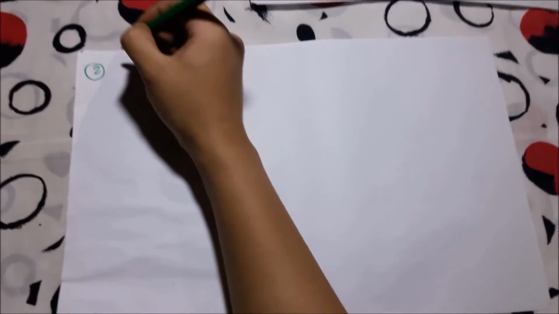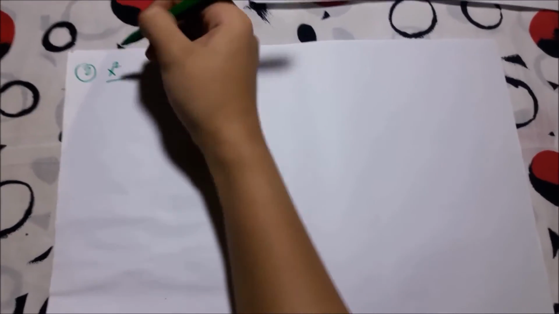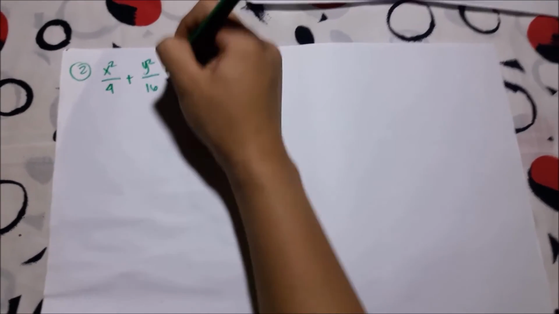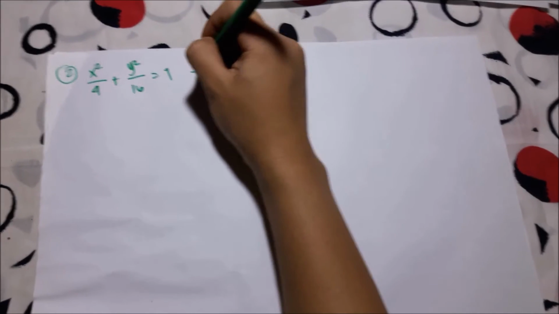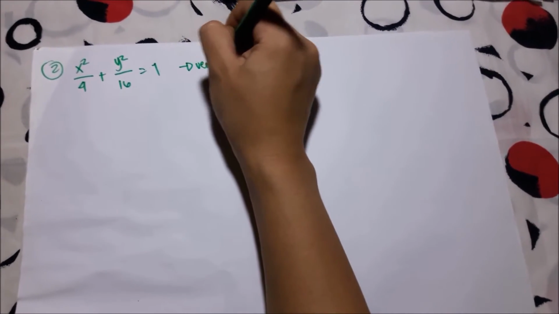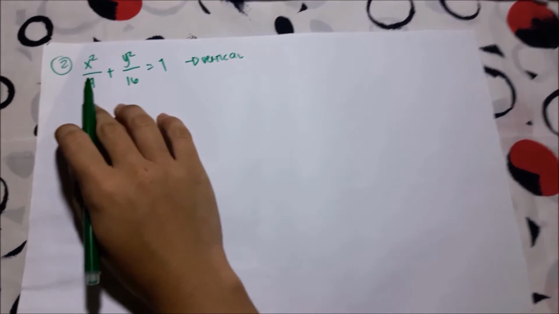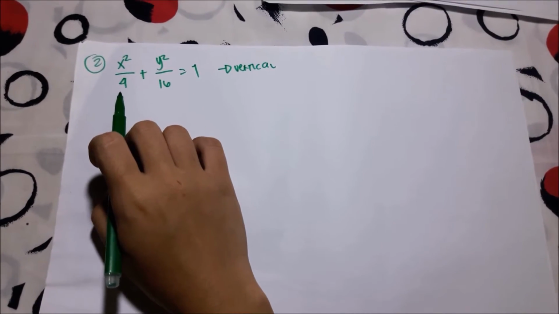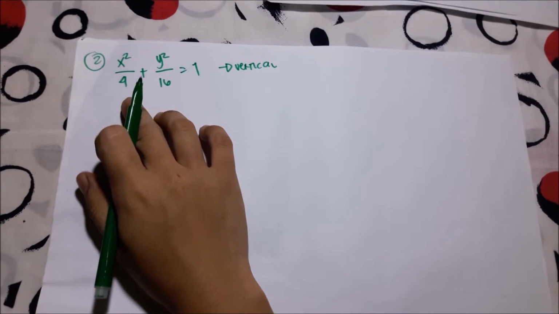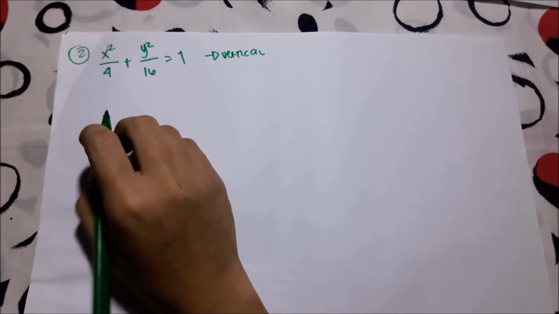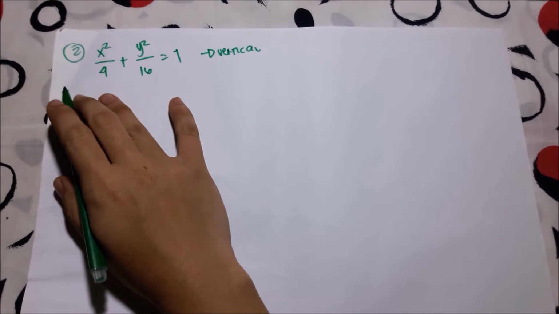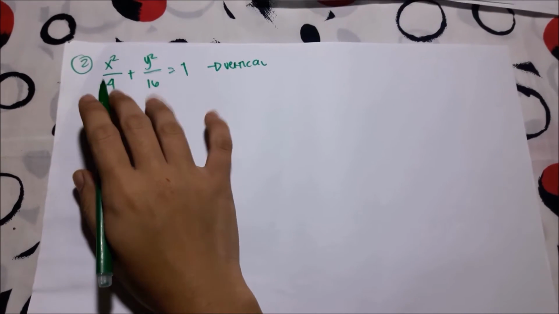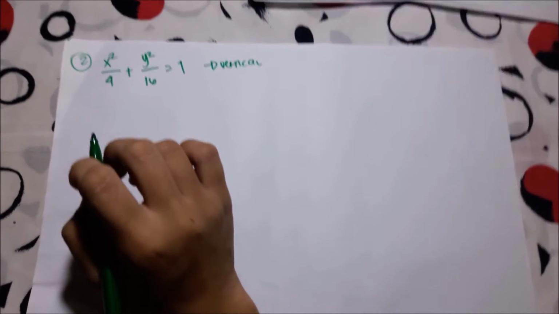So let's cite the second example. Our second example is x squared over 4 plus y squared over 16 is equal to 1. So this one is vertical. Why? Because if the value of the first term is less than the value in the second term, it's vertical. But if the value in the first term is greater than the second term, it's horizontal.